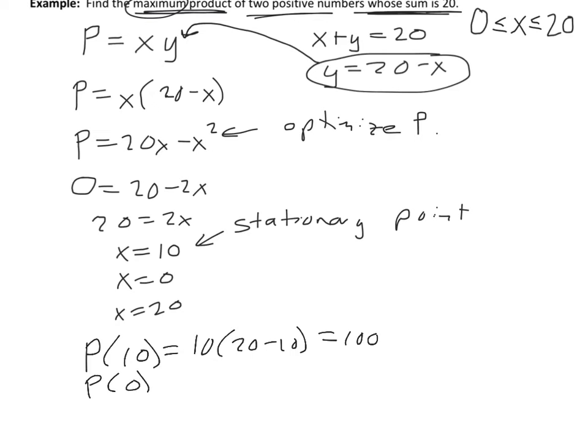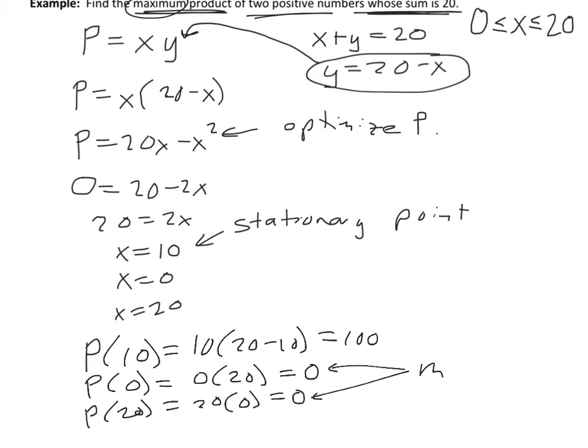I could do P of 0, which would give me 0 times 20, which is a product of 0. Or I could do P of 20, which would give me 20 times 0, which also gives me a product of 0. So these two seem to be the minimum value that I could get, and this one seems to be the maximum value. And so the answer to my question is that the largest possible product of two positive numbers that add together to be 20 is 100.